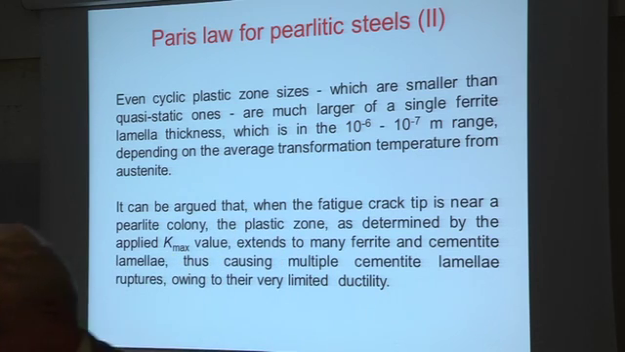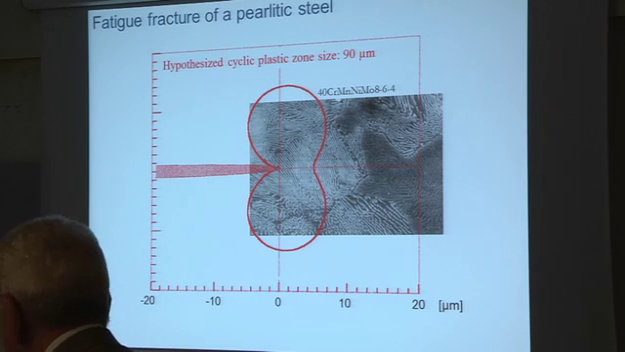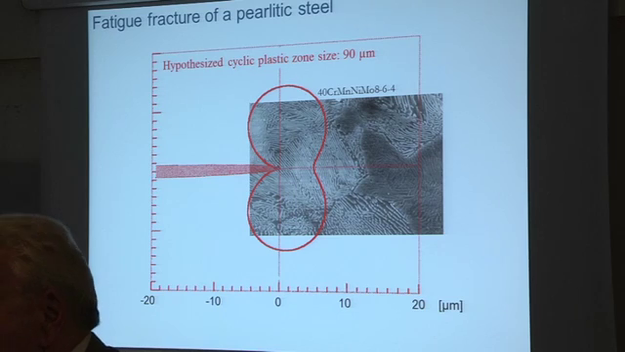What is the meaning of this consideration? You have a plastic zone that is much larger than a single lamella thickness. So a plastic zone that comprises many ferrite and cementite lamella. Like you see over here, this is the crack that is advancing. Then you are increasing the K. You are hitting K max. The size of the plastic zone grows to a maximum, and you see that the distance that is covered by the plastic zone is many ferrite and cementite lamella.